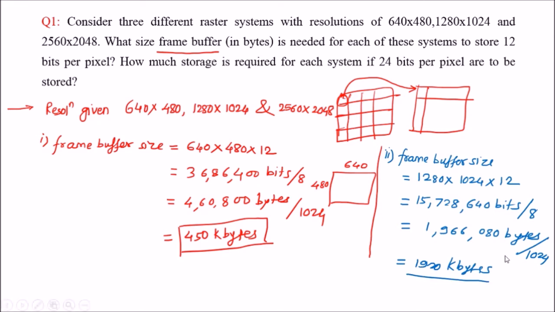So if the frame buffer size is 1280 by 1024 and 12 bits per pixel, then the size will be 1920 kilobytes. So similarly, you can calculate for the next, that is 2560 by 2048. So third, the frame buffer size is equal to 2560 multiplied by 2048 and the number of bits, that is 12.